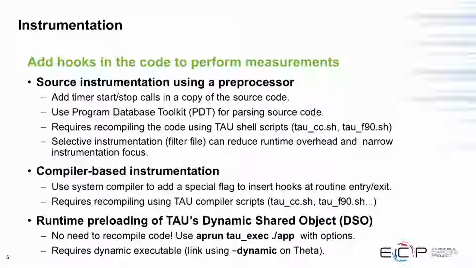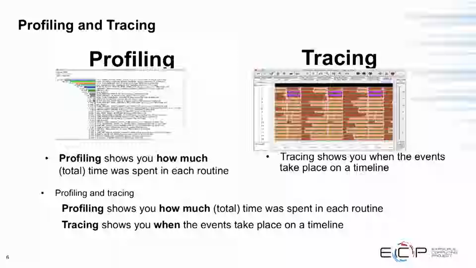Now, this is an interesting option because you don't need to change anything in your code. You can just compile it. In the case of Theta, you should compile it with -dynamic and just run it with a script called tau_exec. And it will generate the performance data for your application. It can generate profiles as well as traces.